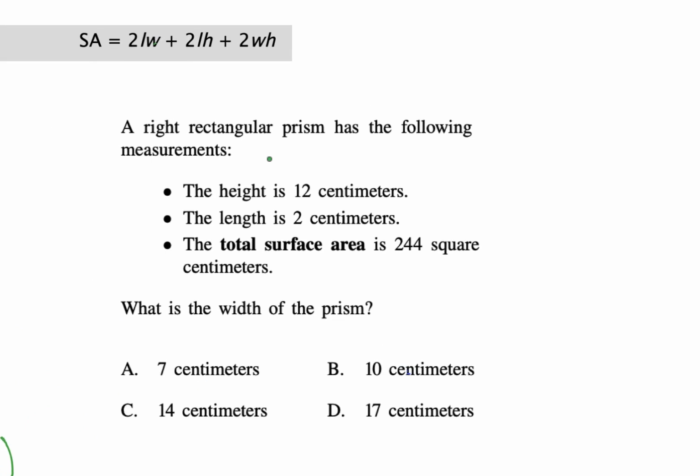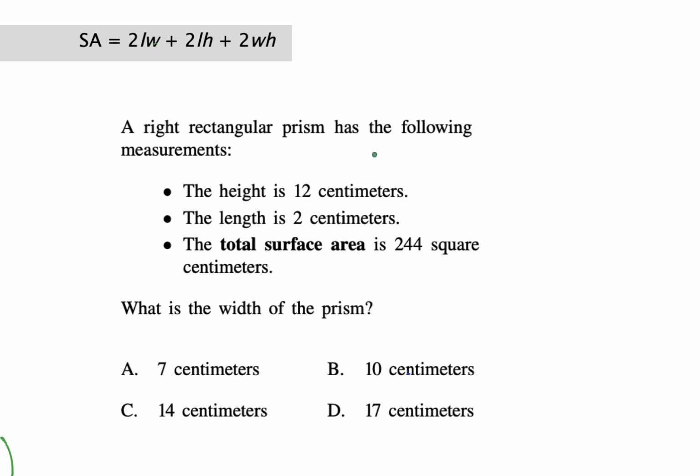On the GED exam, they say that in addition to finding surface area, you should be able to find either the height, the length, or the width given the surface area. So they'll give you the surface area and then they'll give you two dimensions and ask you to find the missing third one, such as this question.